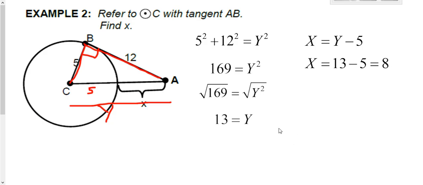So it's a little different than the other one. We're just solving for a piece of it. In some other problem we may be solving for the radius or something.